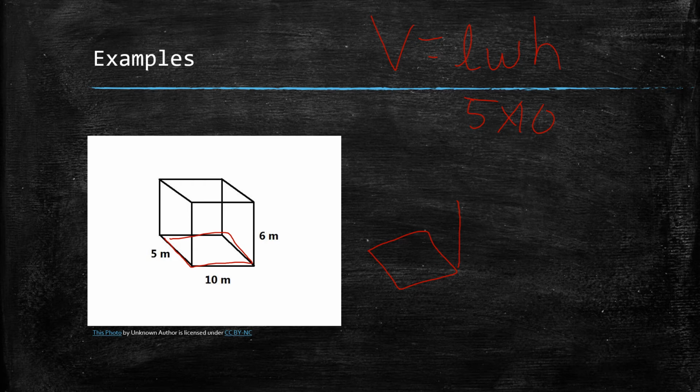That's showing you the height to the other rectangle. And so that is going to be 6. So my height in this problem is 6. So if you multiply those three together, very simply, you get your answers.